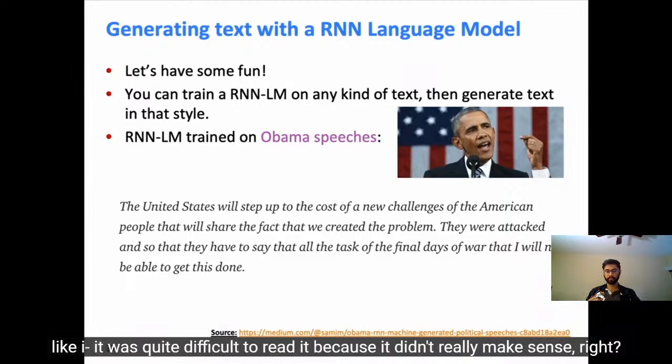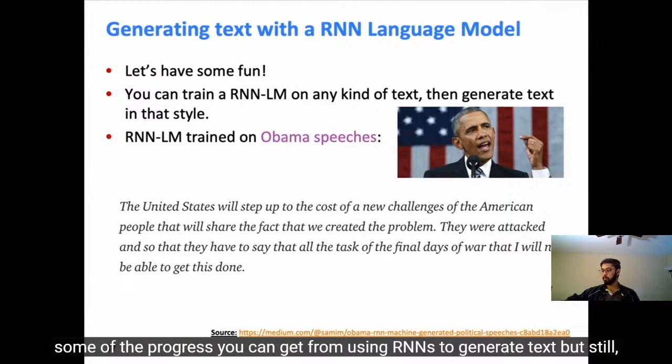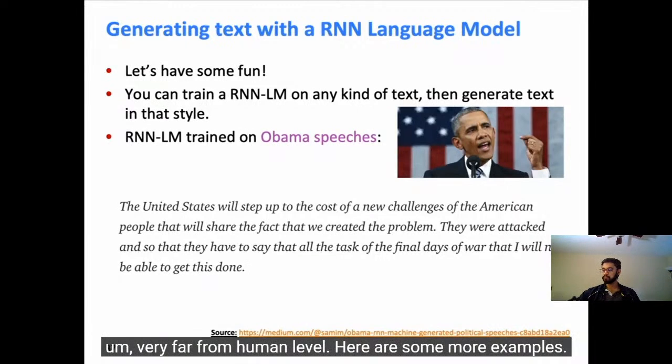Like, it was quite difficult to read it because it didn't really make sense, right? So I had to read the words carefully. So yeah, I think this shows some of the progress you can get from using RNNs to generate text, but still very far from human level.